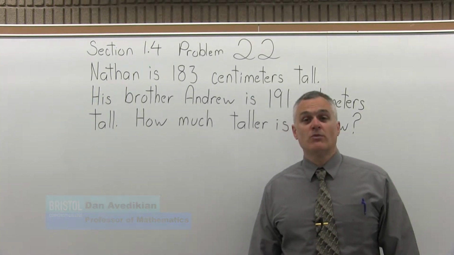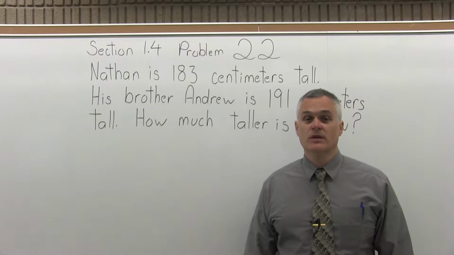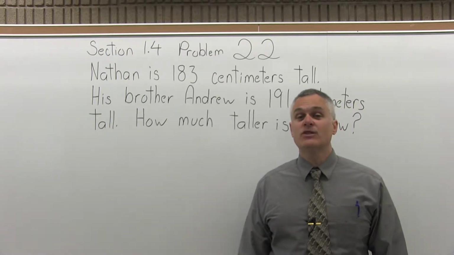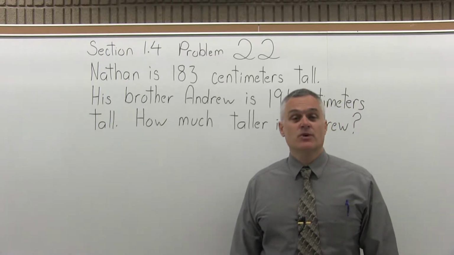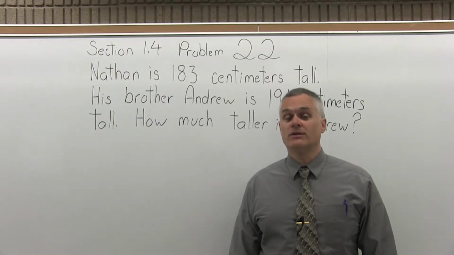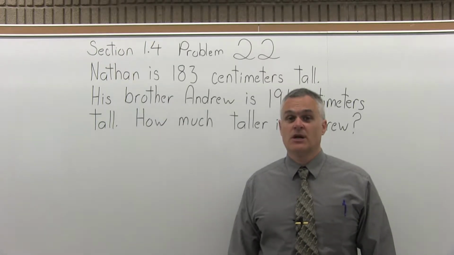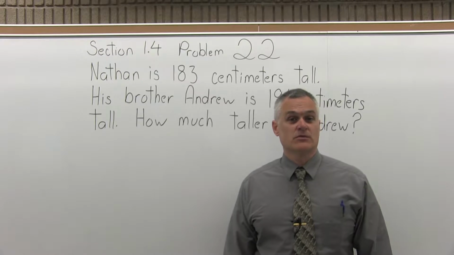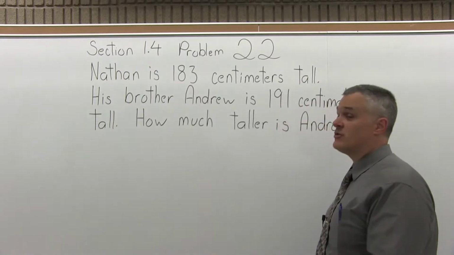This is Section 1.4, Problem 22. It says Nathan is 183 centimeters tall. His brother Andrew is 191 centimeters tall. How much taller is Andrew? So this becomes a subtraction problem. I need to subtract the two heights.